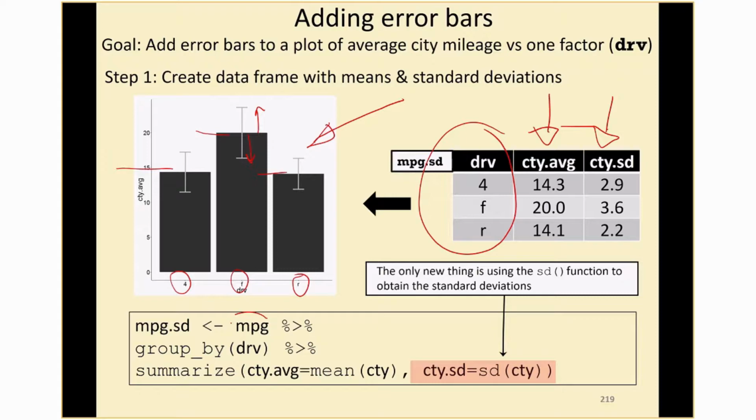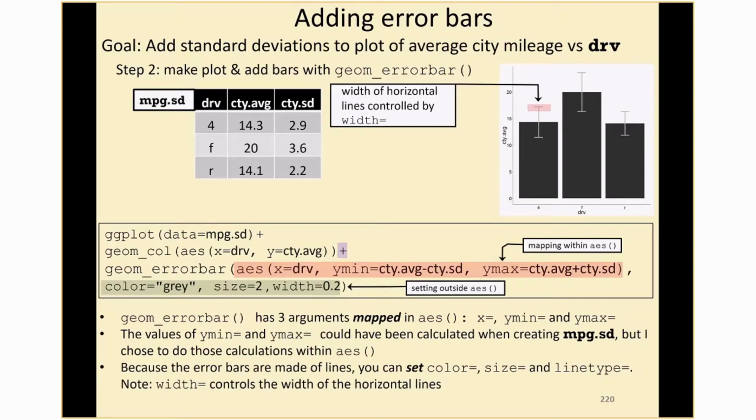We start off with mpg. There's our piping operator, and then we group by drive. If we group by drive, we're going to have 3 records in our final data frame corresponding to the 3 different drives. How many variables are we going to have? We're going to have 3. We're going to have drive. We're going to have the average of city mileage, and this is the code here that will calculate the standard deviation of city mileage. So once we've got this data frame in hand, we can then make this plot.